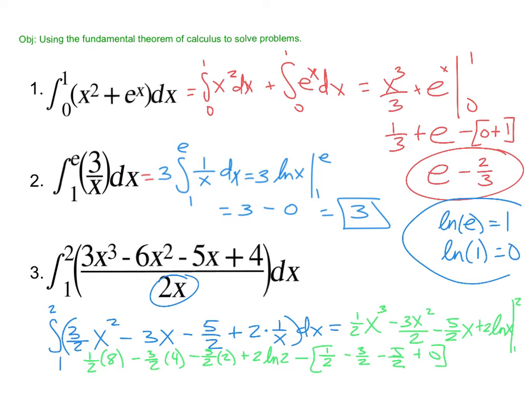Oof, running out of space here. All right, I'm going to go above now. So we got 1/2 of 8 is 4 minus 2 times 3 is 6 minus 5 plus 2 ln of 2 minus, I can do all that inside. They all have a denominator of 2. So that's negative 7 over 2. So plus 7 over 2.